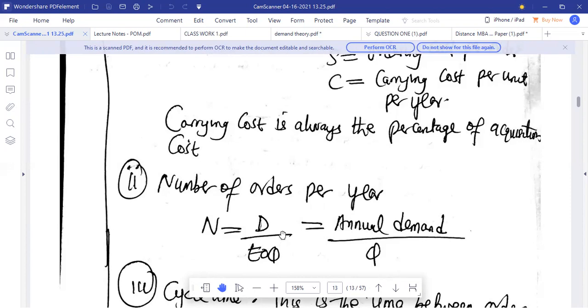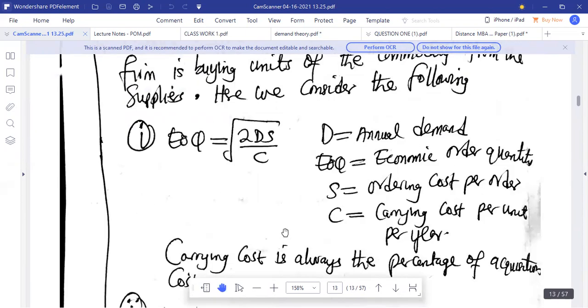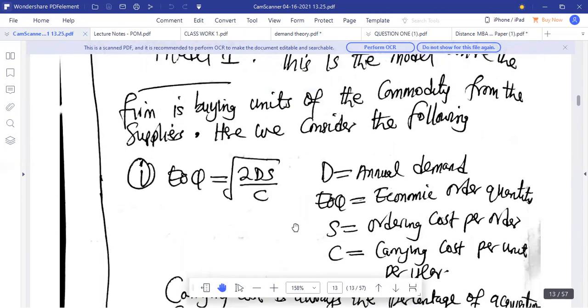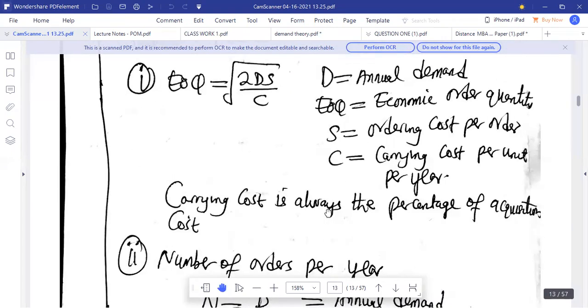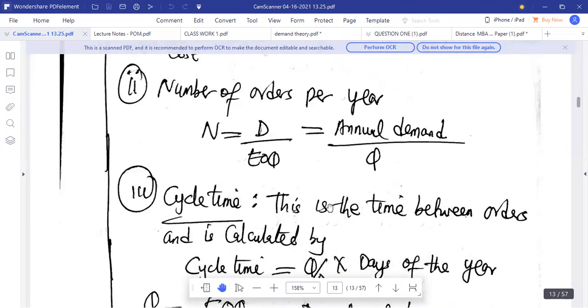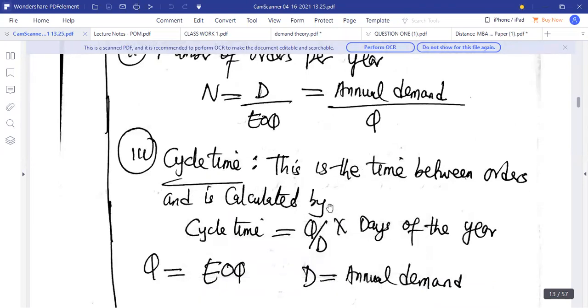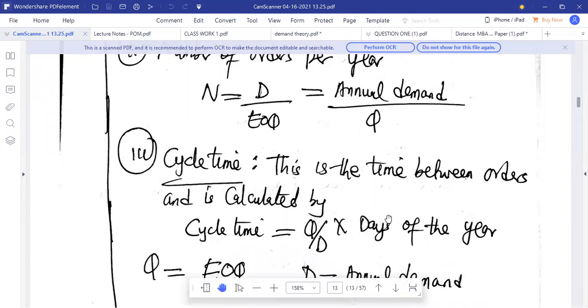These formulas, all of them, are on the purchasing model. We haven't yet gone into the production model. So now cycle time, that's formula number 3. This is the time between orders, and cycle time is equal to Q over D multiplied by the days of the year.